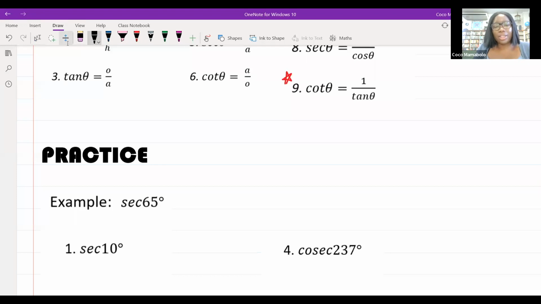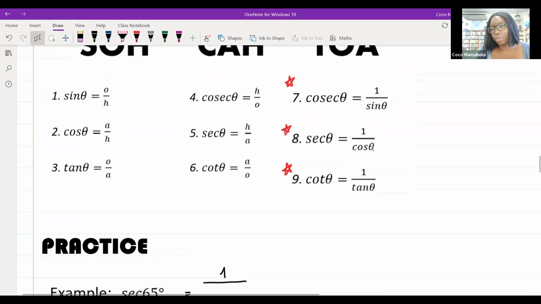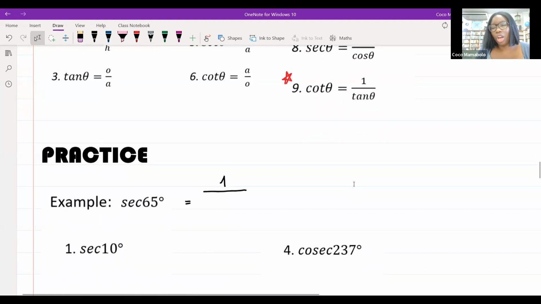All right, let's look at this first example. My example says sec of 65. I know that sec is going to have to be written as 1 over something. What is that something I'm looking for? Sec is 1 over... cos. Good, 1 over cos. So we go: sec of 65 is 1 over cos of 65.